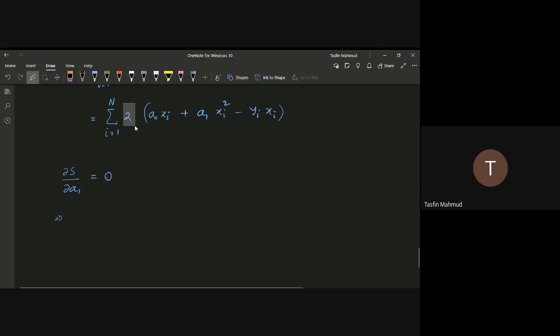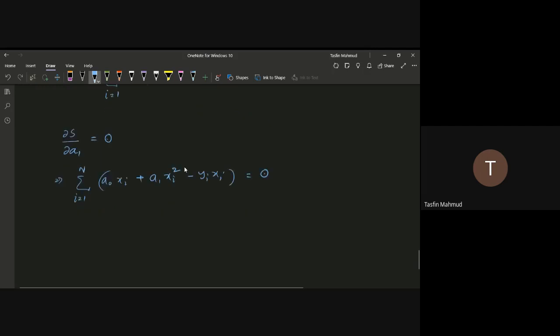And so we can divide both hand sides by 2, it will vanish, and the remaining part will be summation i equals 1 to n a naught xi plus a1 xi square minus yi xi. It would be equal to 0.